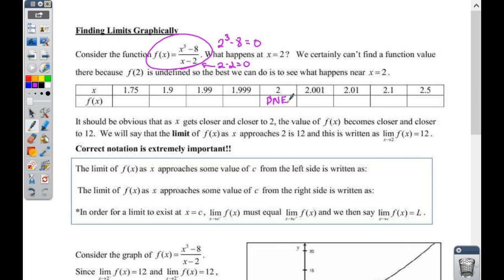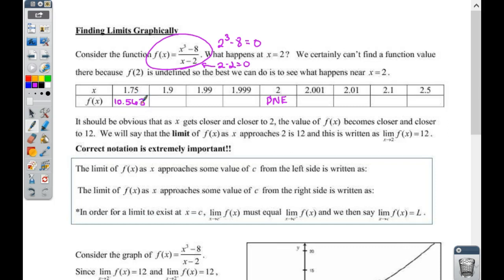But what's interesting about this problem is it actually equals something. You see, using my calculator, I actually took that function, x cubed minus 8 over x minus 2, and I substituted in values as we approached from the left. So I substituted in 1.75 just to get an idea of what the graph was doing. And when I subbed in a 1.75, I get 10.563. Maybe not the most useful.